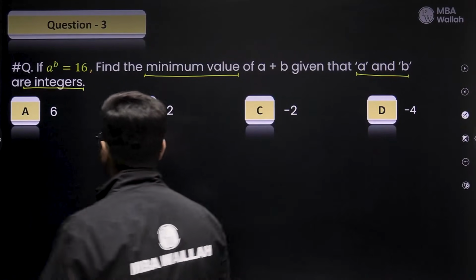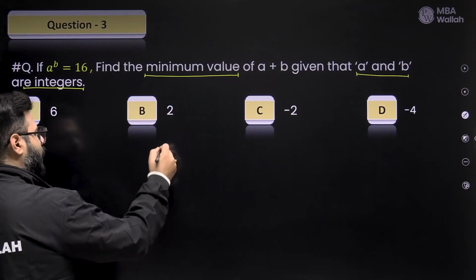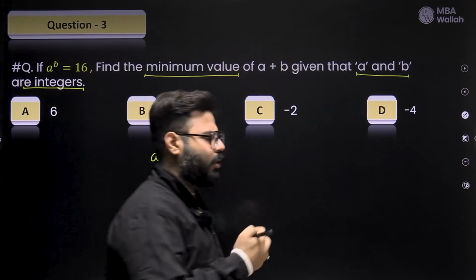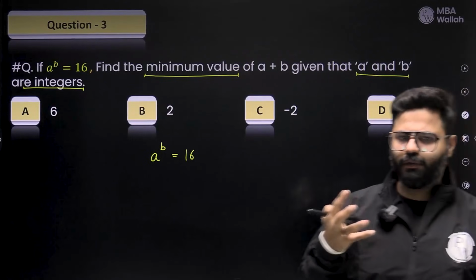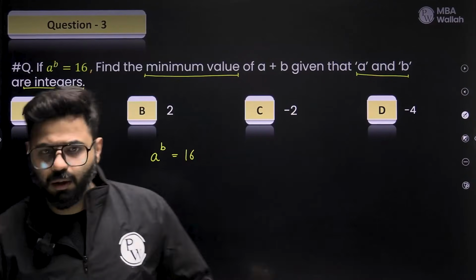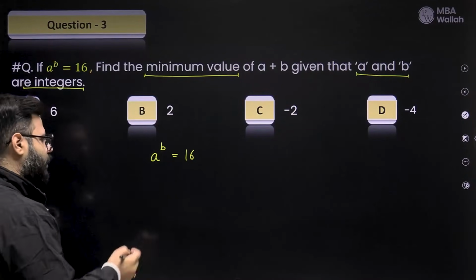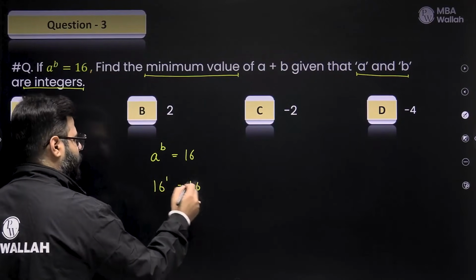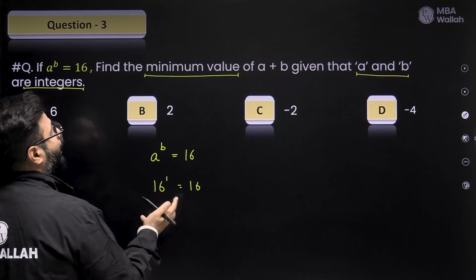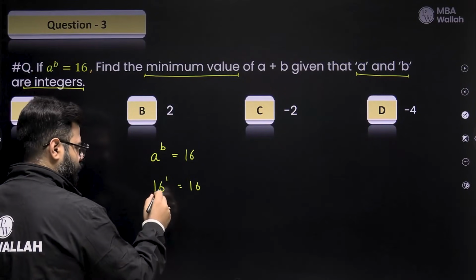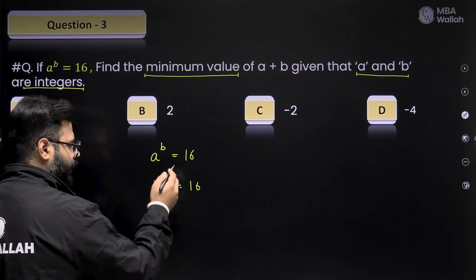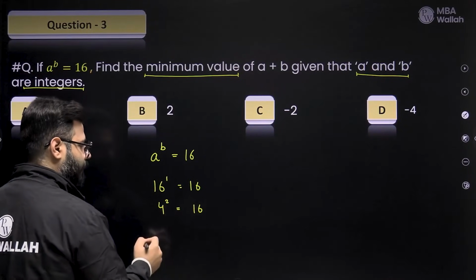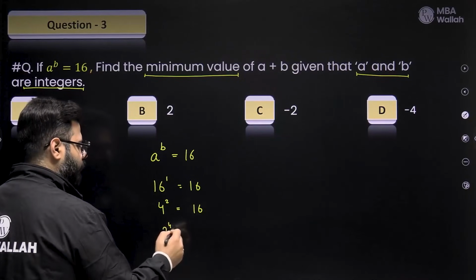Now let's just imagine we know that A to the power B is 16. Can you think of some equation or some exponential form which can give us 16? Think. I need the integers. So things started to come to my mind, starting from 16 to the power 1 is 16. Fantastic. Then what do I have? It cannot be a power of 8. It can be a power of 4 then. 4 to the power 2 is 16. Fantastic. So then 2 to the power 4 is 16.